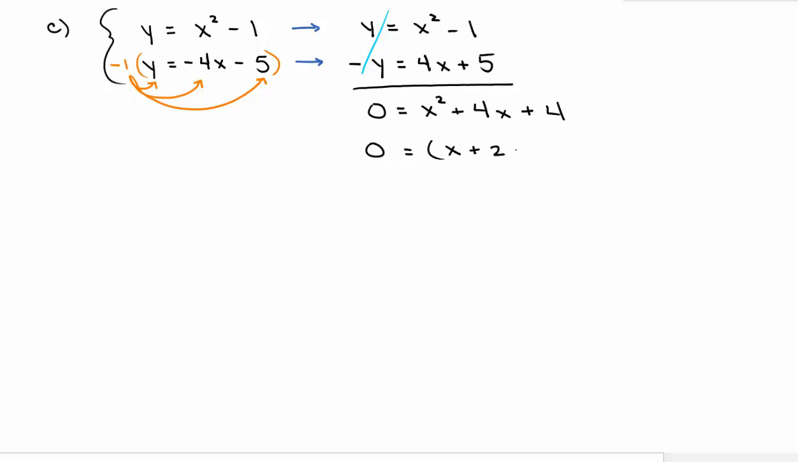I'm going to factor this out. This is a perfect square trinomial. It factors out into x plus 2 times x plus 2. Since I have the same factor here written twice, I don't need to set both of these factors equal to 0. I could just set one of them equal to 0 because it's going to give me the same solution. So I'm going to get x is equal to a negative 2.